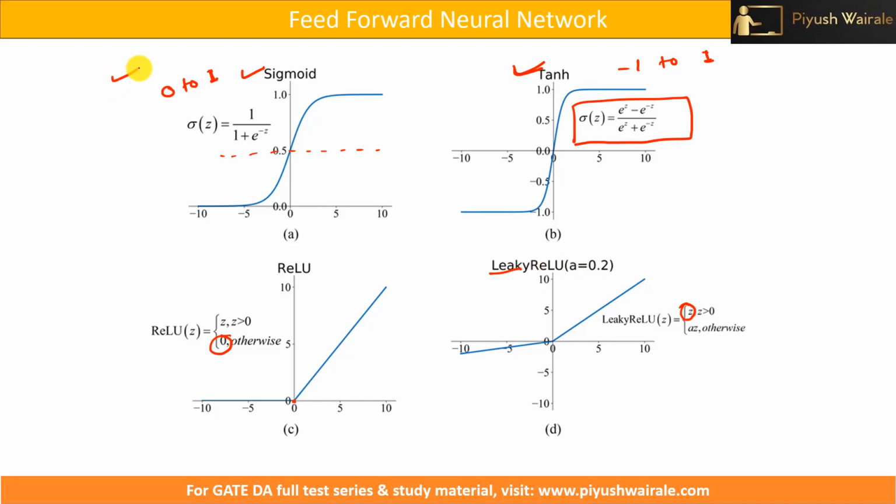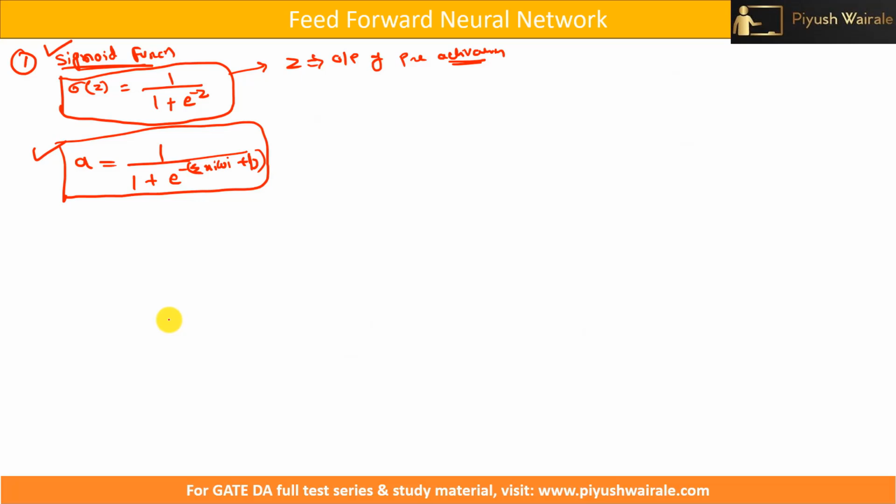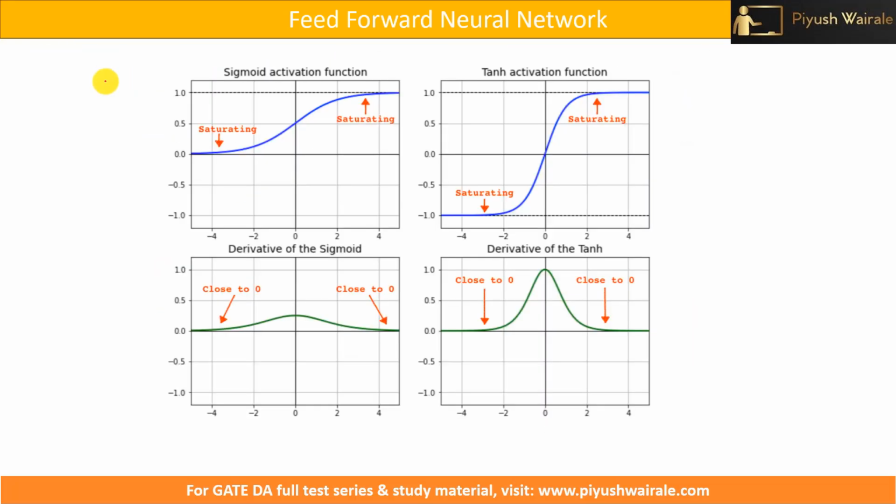So I hope you understand the sigmoid function, tanh function, and ReLU function, right? No need to go into detail. Just remember this particular graph and formula. This is very important, okay. I have not included it in the notes. I have just put the theoretical concept in the notes, but you can remember this for exam point of view, okay.